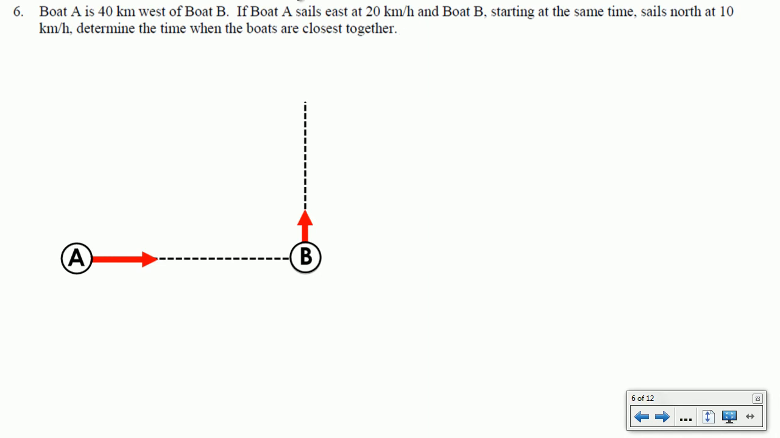Now on to number 6. Boat A is 40 kilometers west of boat B. If boat A sails east at 20 kilometers per hour and boat B, starting at the same time, sails north at 10 kilometers per hour, determine the time when the boats are closest together. So if you took physics, you should really like this question. We know that this will be helpful. Traveling at a constant speed, so A is going 20 kph and B is going 10 kph. We need to figure out what the time is going to be when they're closest together.